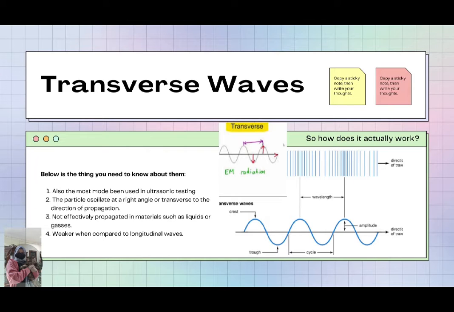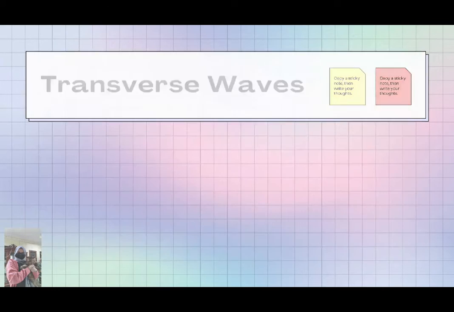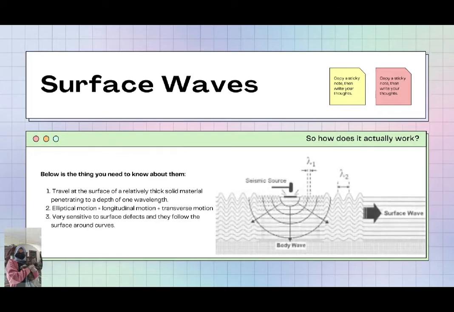Usually, it is not effectively propagated in materials like liquids or gases, only solids, and it is weaker when compared to the longitudinal wave. So the third one we have is the surface wave.